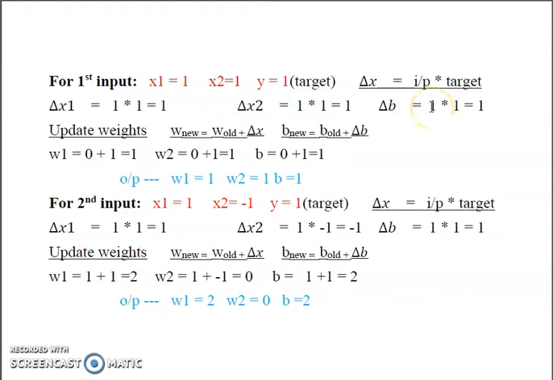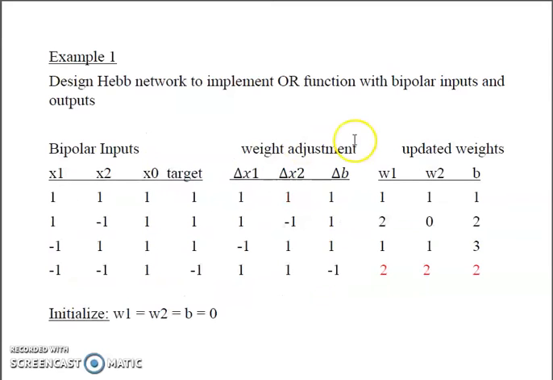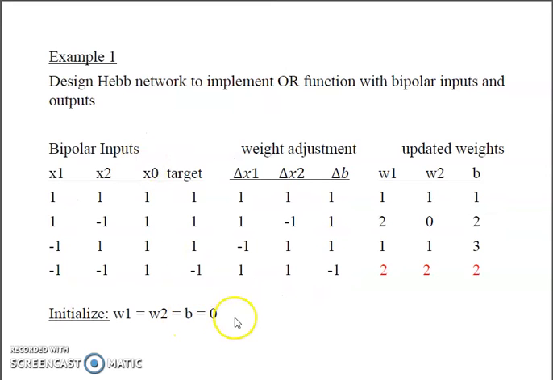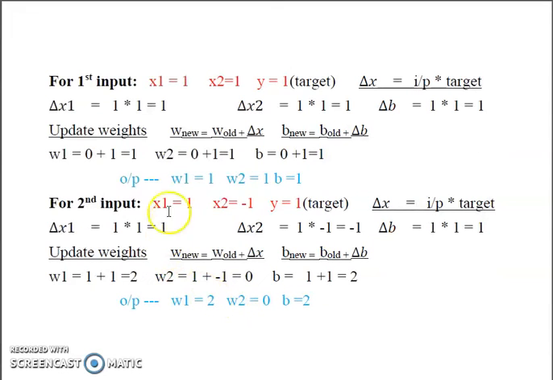For B you have to take the delta x0 value. So the x0 value is 1 in this case. So 1 into the target value 1 is equal to 1. Okay, next you have to do the updating of the weights. For updating the weights we use this delta x value, and we add that value to the old weight value. So the old weights for W1, W2 and B are equal to 0. So we have to use those values.